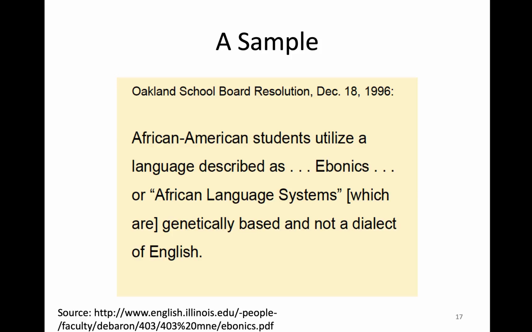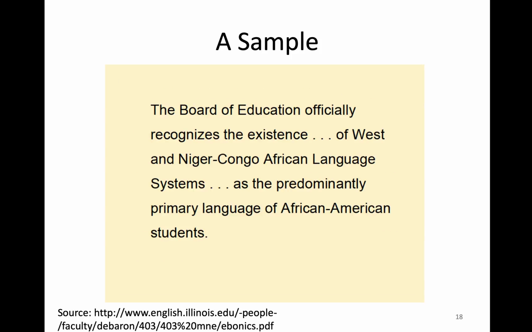African American students utilize a language described as Ebonics or African language systems, which are genetically based and not a dialect of English. And then the Board of Education officially recognizes the existence of West and Niger-Congo African language systems as the predominantly primary language of African American students. So notice here that in this particular quote, they're taking a side in the academic debate over AAVE's origin. So they're effectively endorsing a species of the substrate hypothesis out of the four hypotheses that we looked at earlier in the semester about AAVE's origins.